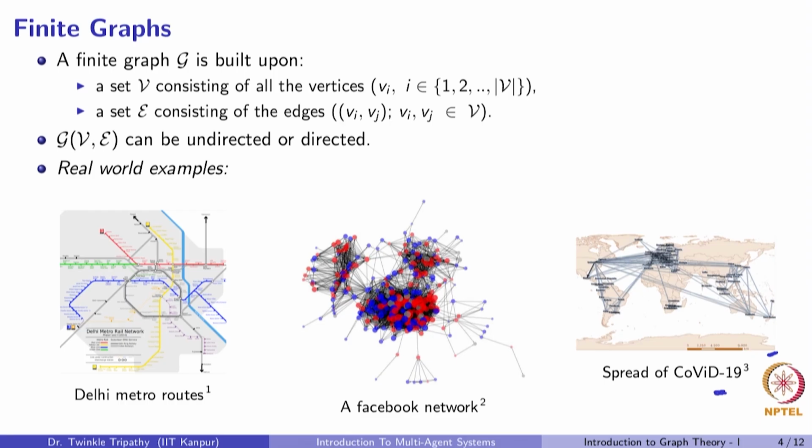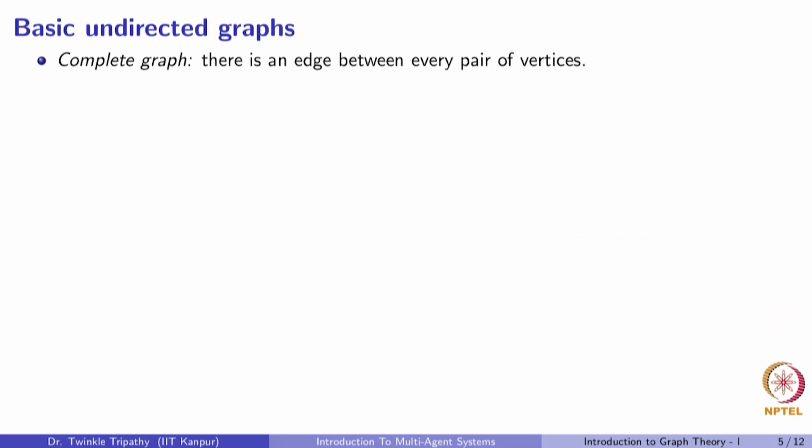Now, all of the three networks that are shown here actually look quite different from each other. But in general, there are some basic graph structures that we keep using very, very commonly. So let us look at a few graph structures like that. Let's start with some very basic undirected graphs. The first one is a complete graph.